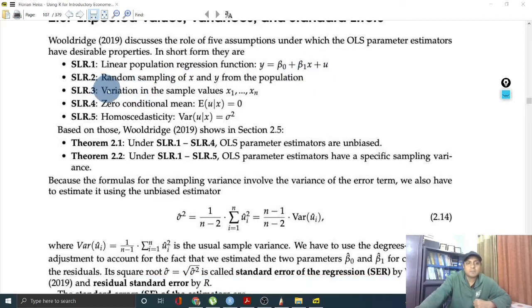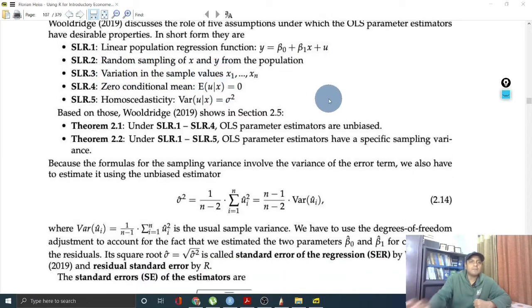And then the third assumption says variation in the sample values. Okay, if there is no variation in the sample values from x1 to xn, then there is no point in running a regression, right? For example, if you are running a dummy variable like 0 0 0 0 or 1 1 1 1, what is the point of running a regression using these dummy values? So that's what it says: variation in the sample values is what can show you whether your observations are a good fit for the linear model.